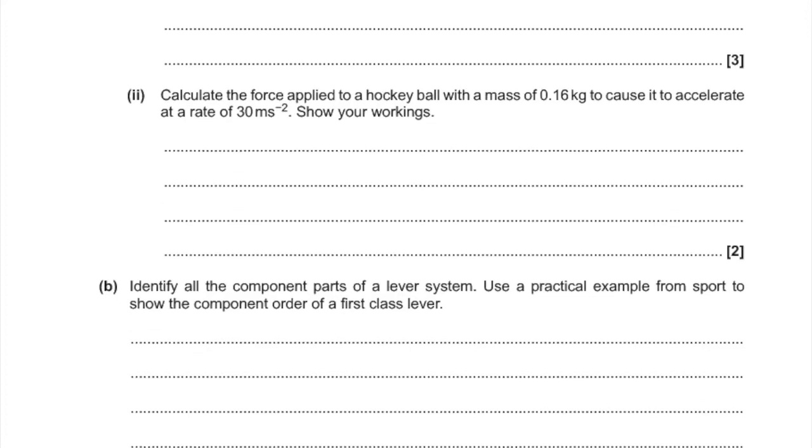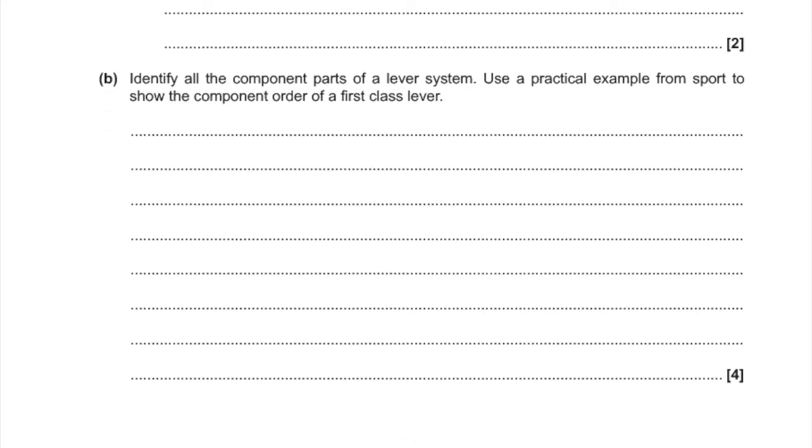And then with the lever system, again, it's asking you a couple of parts to this question. Identify all the components of a lever system. So we need to make sure we say what the lever system components are, and then we need to order them in the order of a first-class lever. So the first thing we need to do is say a lever system consists of this, this, and this. We need to say a first-class lever is ordered in this way, and then we need to give an example of when we would use that in sport. So like the 4-mark question, we need to make sure we're covering all those bases and doing it structurally.